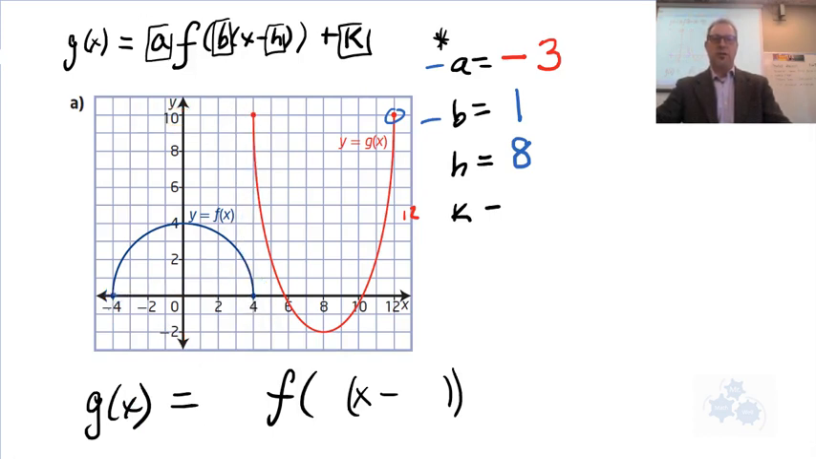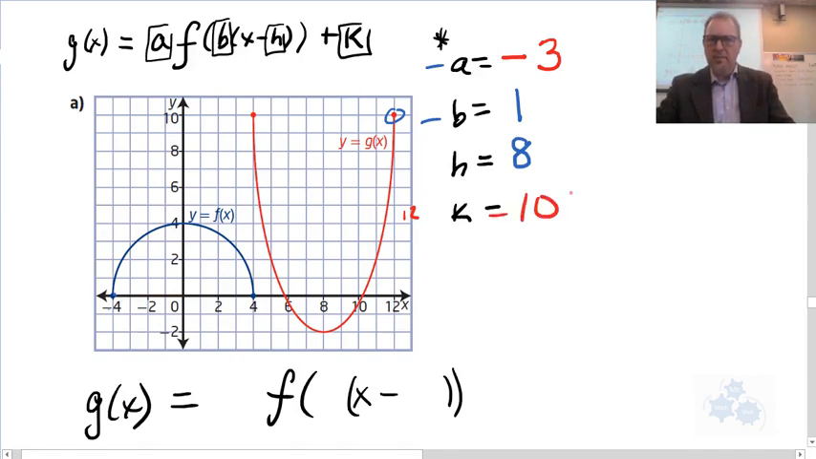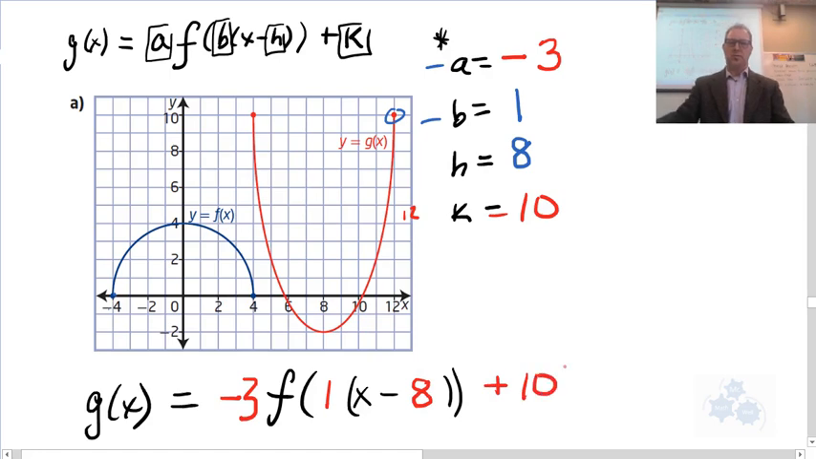So the equation of the final graph should look something like this. And I'm going to use red. Oh, did I do K? What? Oh, I erased it accidentally. So the A value is -3. The B value is just 1. The H value is 8. So it's going to be x minus 8 to move it to the right. And then plus 10.